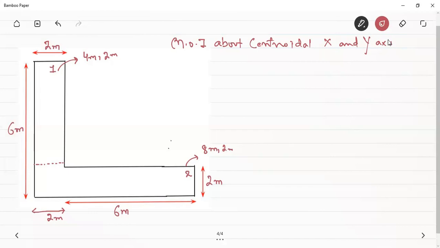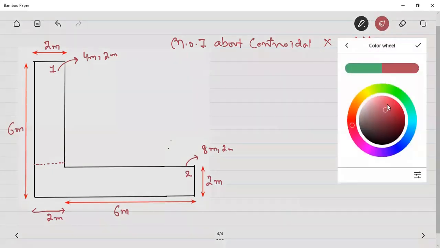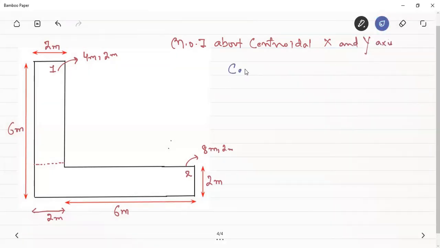axes. Therefore, to see which is the centroidal x-axis and centroidal y-axis, we must know the location of the centroid. Once we know the location of the centroid, we can figure out the centroidal x-axis and centroidal y-axis. So the basic thing by which we have to start is finding the centroid. The x coordinate of the centroid will be given by A1 x1 plus A2 x2, divided by the summation of A1 and A2.